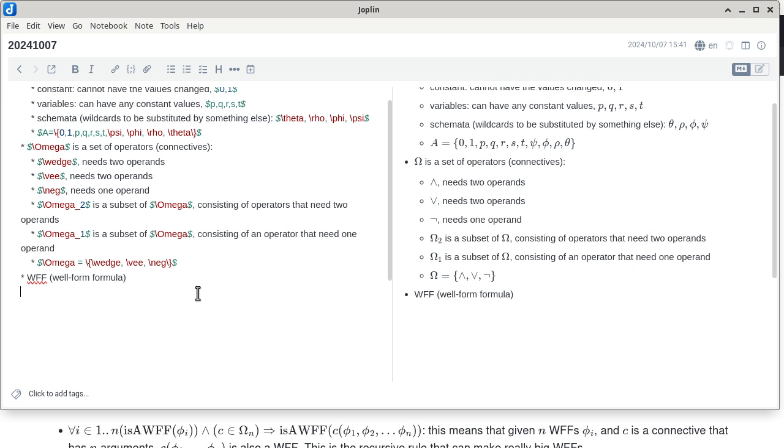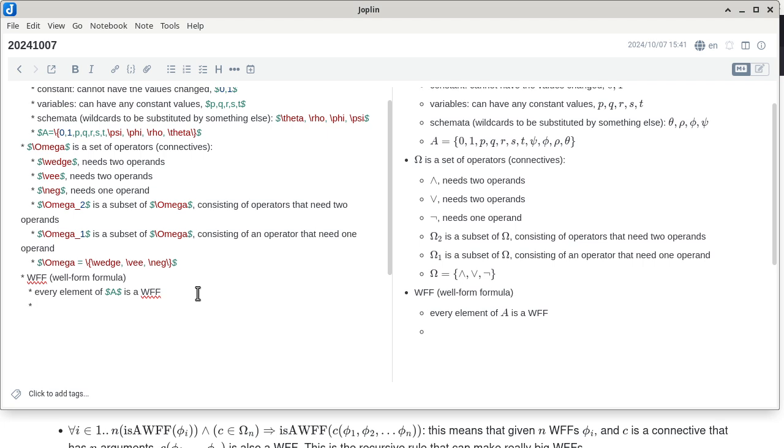So I'll just start to type here. Every element of alpha is a well-formed formula. By themselves, they're not terribly useful, but we have to start somewhere.